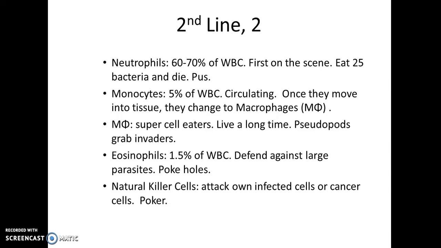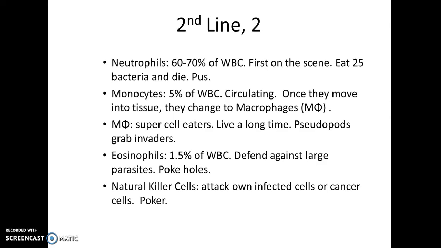Monocytes, about 5% of the white blood cells, are in your blood vessels and they circle around. Once they move into tissues, they turn into macrophages. Now, macrophages are super cell eaters. They live for a long time. They will engulf and take in and eat invaders. So they are cell eaters. So neutrophils and macrophages, cell eaters.